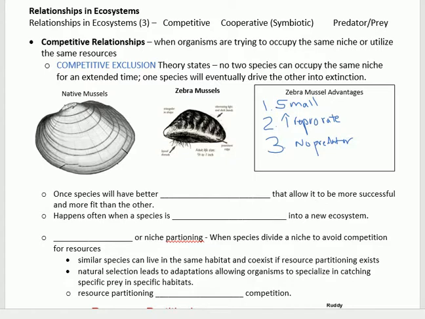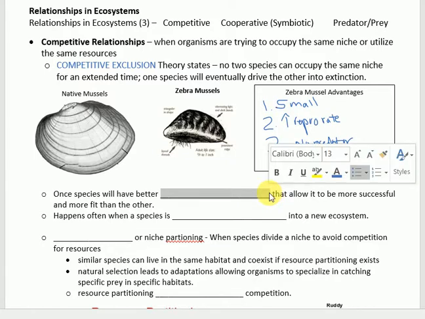So not only did the native mussels have their habitat and their resources taken over, they were also more easily eaten by predators.